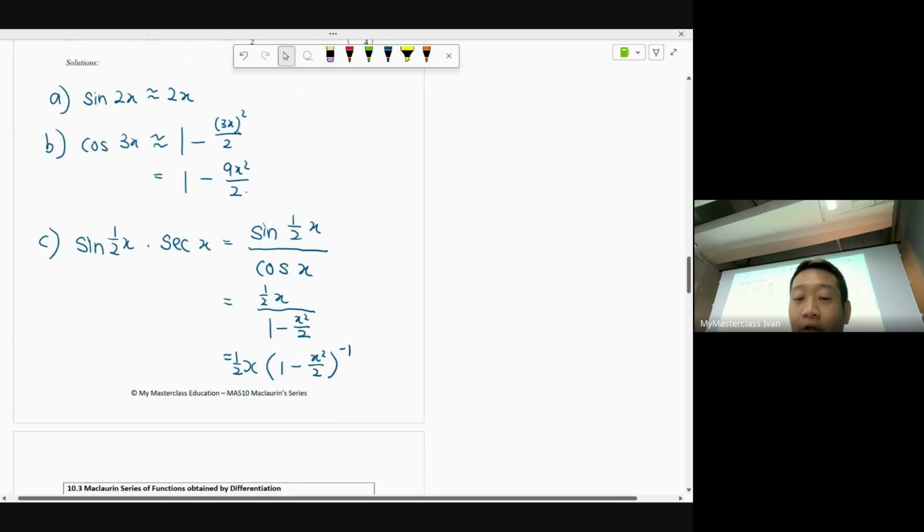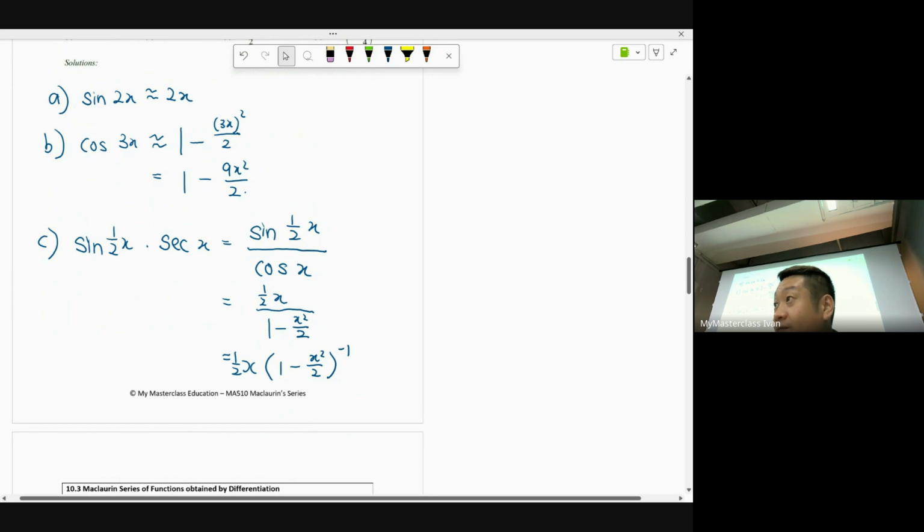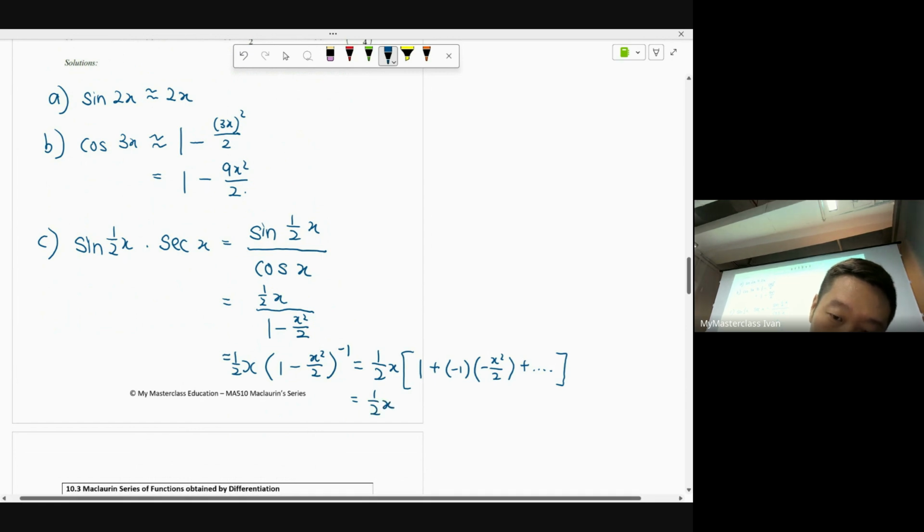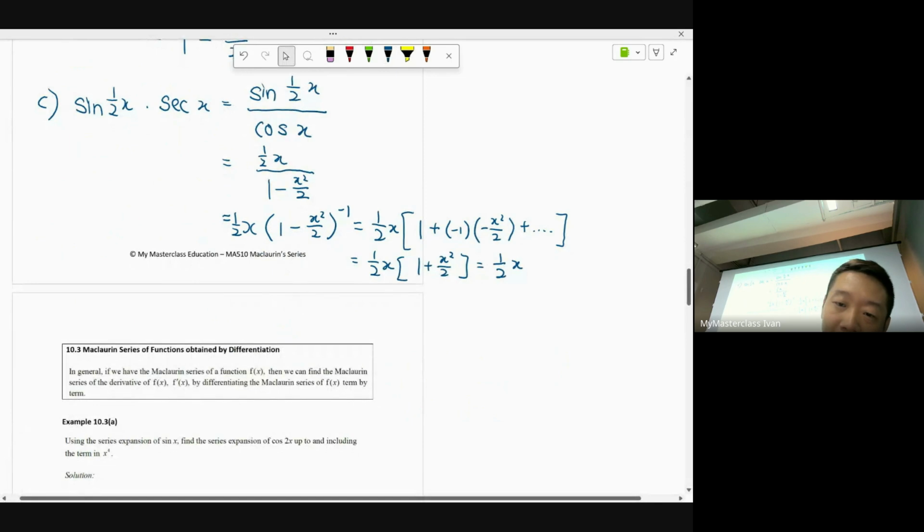Okay, so this is where binomial is hidden. They will not tell you to use binomial to expand. If you leave it like that, you are not going to get the marks. So this is going to be equal to half x times the binomial expansion of 1 plus minus x squared over 2. Actually, you don't need the rest because the rest will give you x to the power 4. The final answer is actually just half x, because anything that is x cubed and above, we don't need. The next one is x cubed, right? So the answer is just half x.